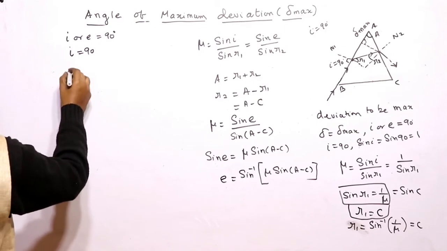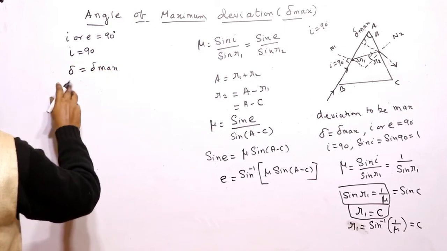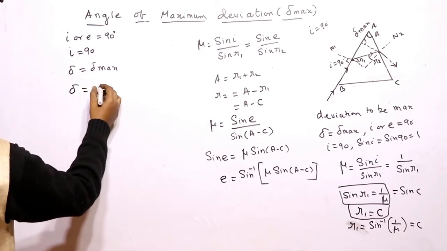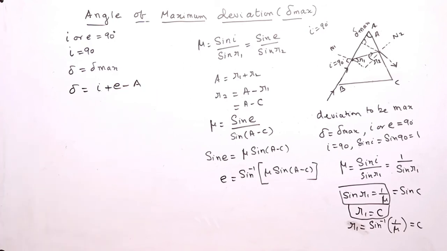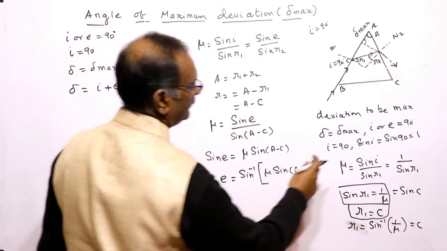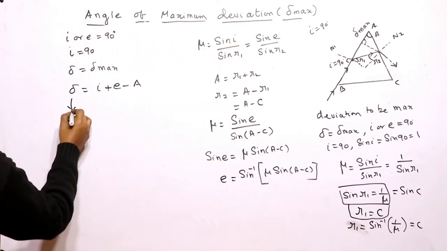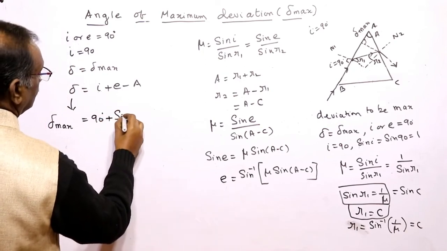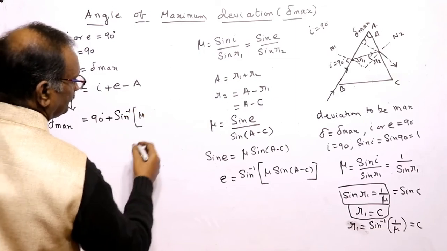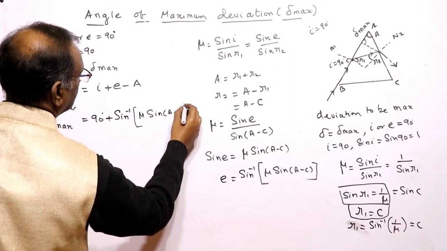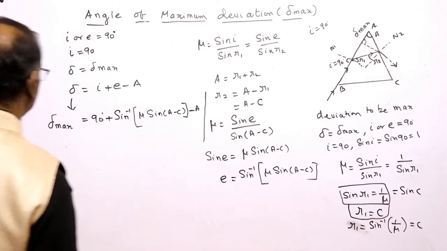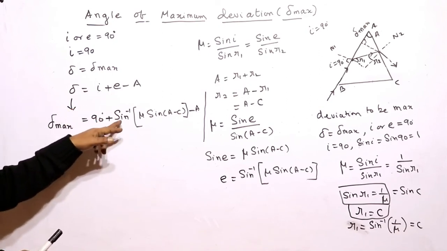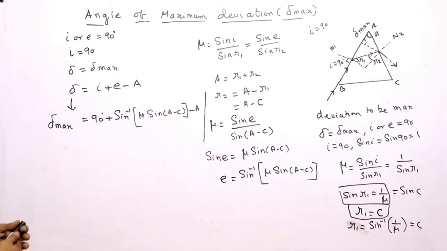So for rho equal to rho max, the angle of deviation should equal the angle of maximum deviation, which is I plus E minus A, where I is equal to 90 degrees and E is equal to sine inverse of mu into sin of A minus C. So rho max is equal to 90 degrees plus sine inverse of mu sin of A minus C, minus A. This is the condition for which the angle of deviation will be maximum.